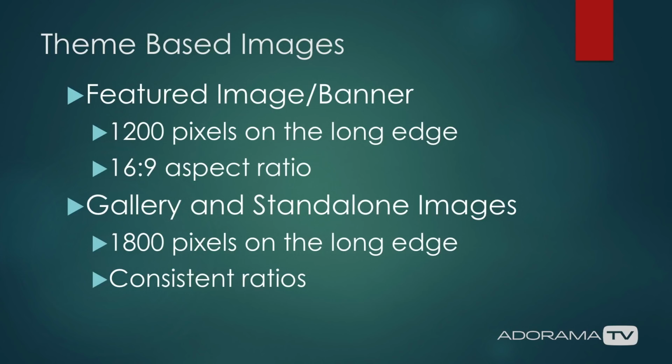1200 pixels isn't very large, but it loads really quickly, and that's really important for a website. For the gallery and the standalone images, I use 1800 pixels on the long edge, and I just make sure that my ratios are consistent. So if I have a gallery where I have a 16 by 9 aspect ratio for one image, I make sure all of them are 16 by 9. Or if they're 4 by 3, I make sure all of them are 4 by 3. If one of them is square, I make sure all of them are square. So it looks consistent, but it doesn't really matter. And you can have images that are larger than 1800 pixels or smaller. It's up to you based on how fast you want your images to load and what the screen size is for your viewers.